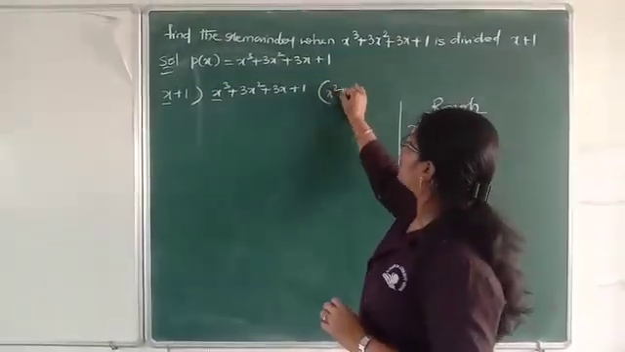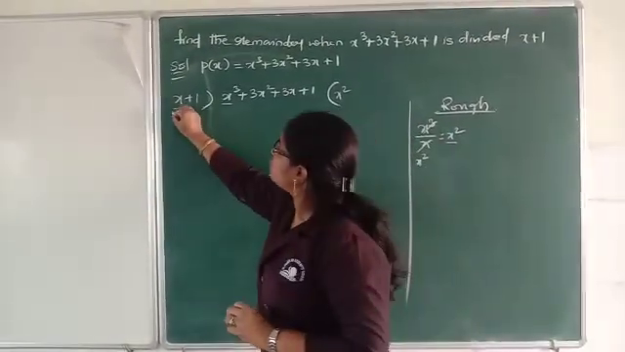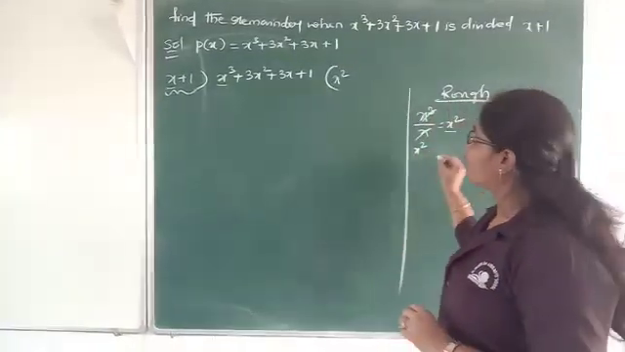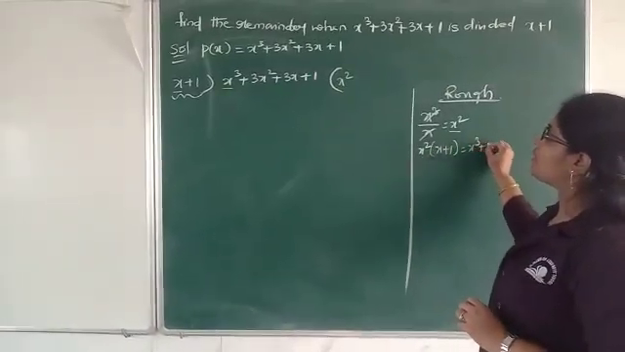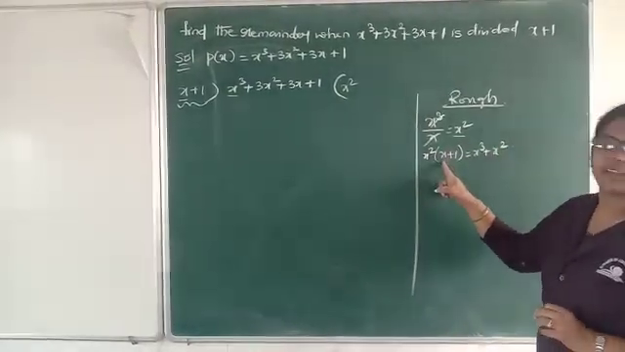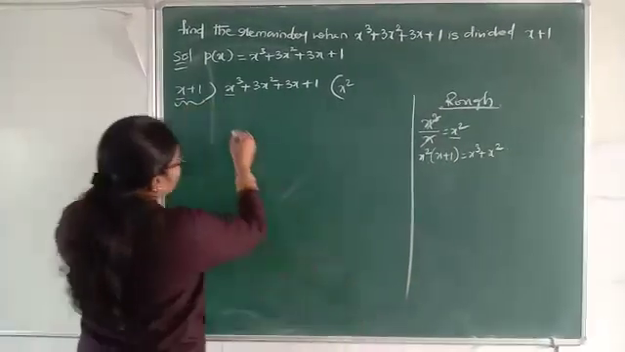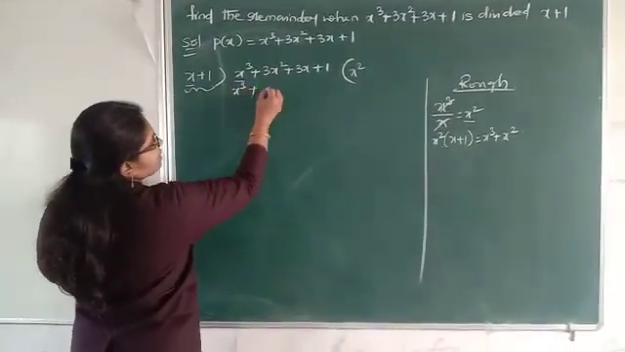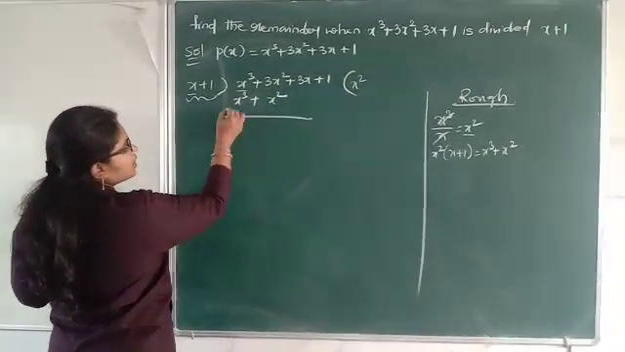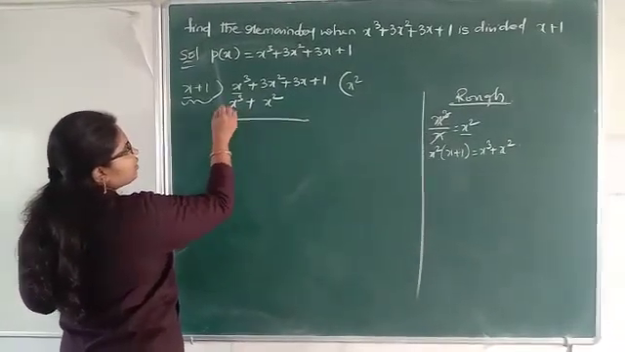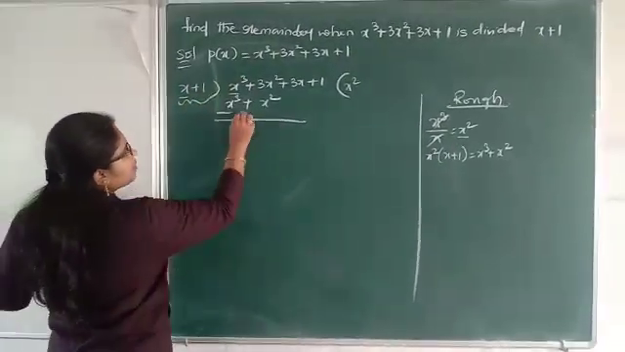Write here x square. Multiply this x square with this full value, children. So x plus 1, that means x cube plus x square. Now if you see x cube plus x square we got, children. Now here no sign is there, that means minus sign. If plus sign is there, we should put minus. Here plus means minus we should put.